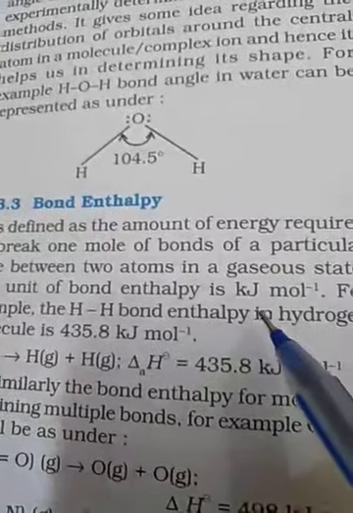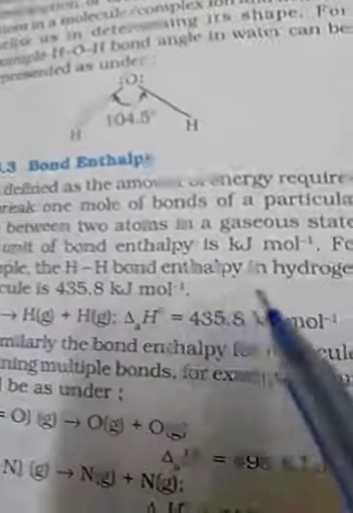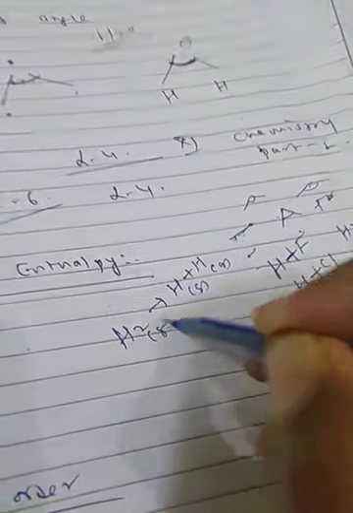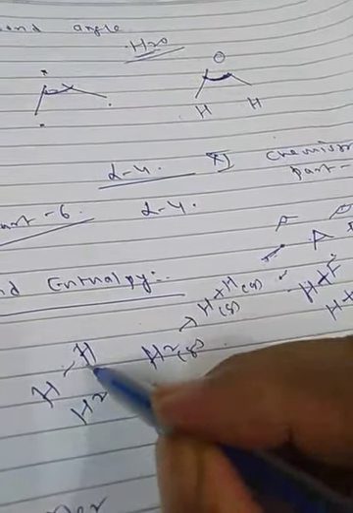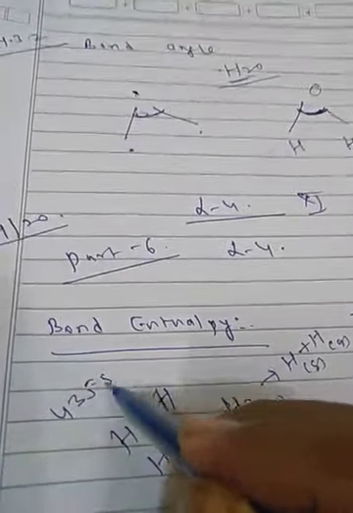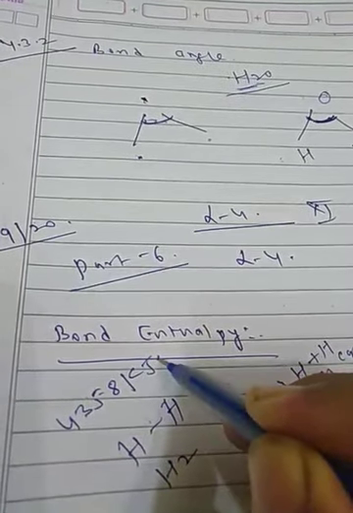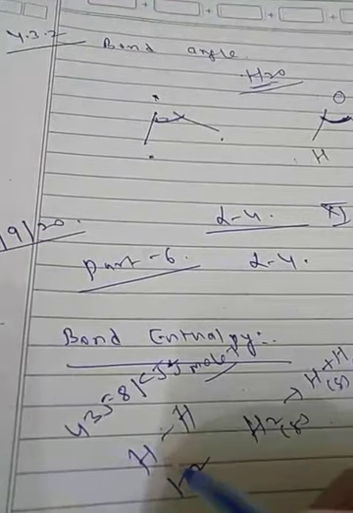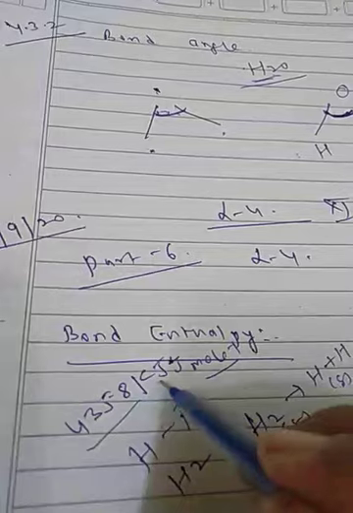Its unit is kilojoule per mole. For example, the H-H bond enthalpy in the hydrogen molecule is 435.8. See, hydrogen molecule. To break H and H, that is also gas and that is also gas, the H2 molecule, we want to break this bond. The energy required is 435.8. Unit is kilojoule per mole. For 1 mole to break the bond, the enthalpy required is 435.8 kilojoules.